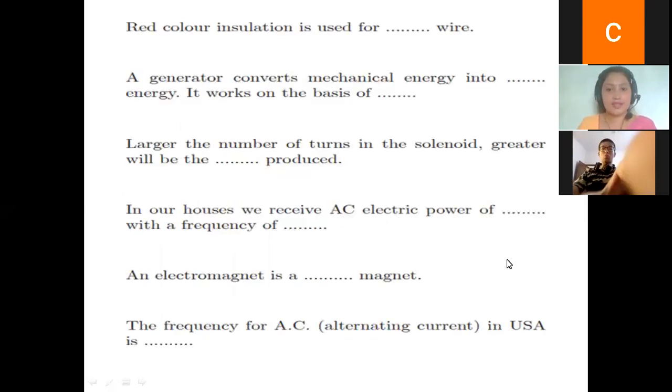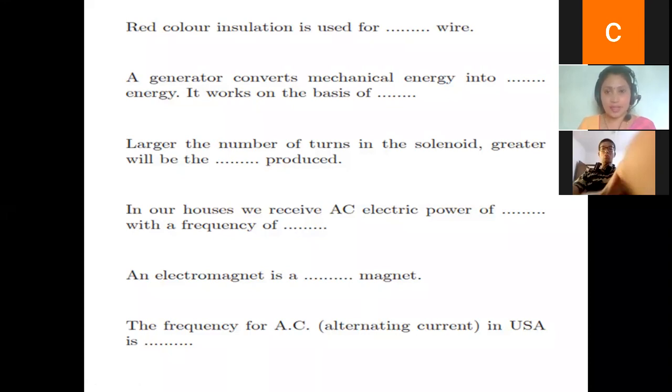Next, this is a small quiz session. Read out, mark your answer in your notebook or any sheet of paper. Then I'll read out the answer at the end of the quiz. Red color insulation is used for dash wire. Write only one word as answer.